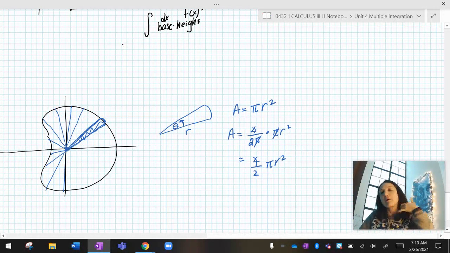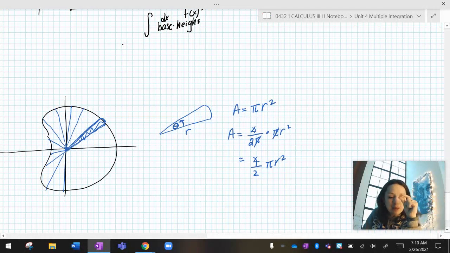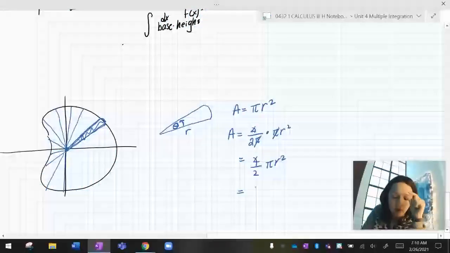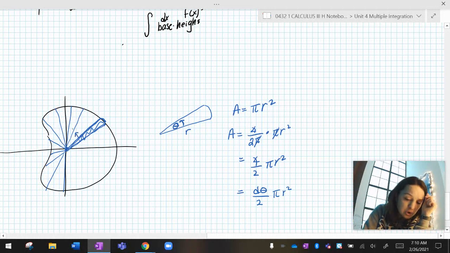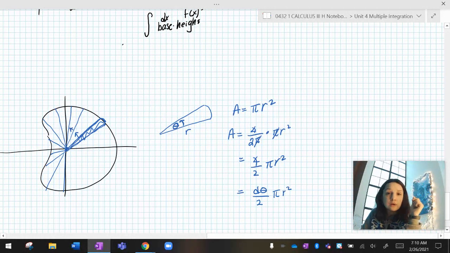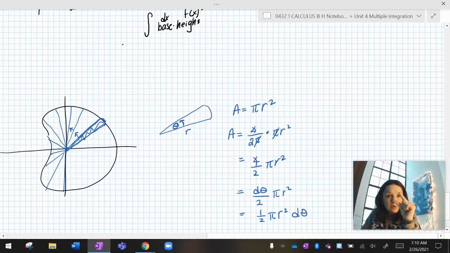But if I'm talking about calculus and splitting this into infinitely small wedges, instead of having a big angle measure, I'm going to have an itty bitty angle measure. So calculus wise, we're going to call that d theta, the change in theta from one to the next. This has some kind of change in theta, that has some kind of change in theta. And if I rewrite that, that's going to be 1/2 r squared d theta. That'll give me the area of one wedge.